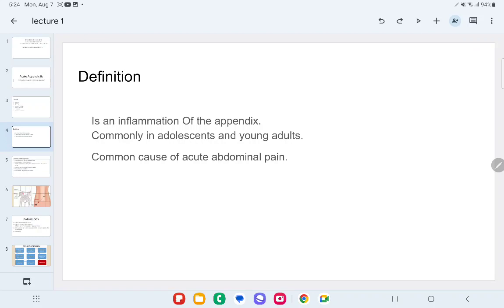The definition of acute appendicitis is an inflammation of the vermiform appendix, commonly in adolescents and young adults. Appendicitis is an inflammation of the vermiform appendix. It typically presents acutely within 24 hours of onset, but can also present as a more chronic condition, and it may present chronically on and off.